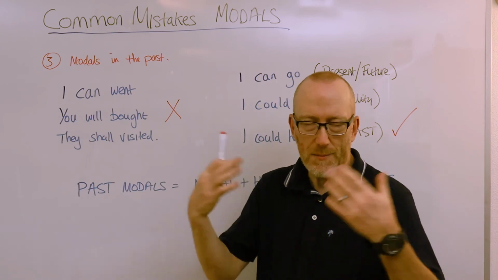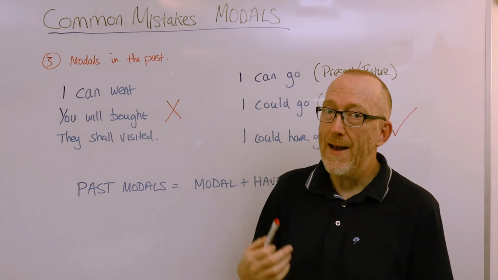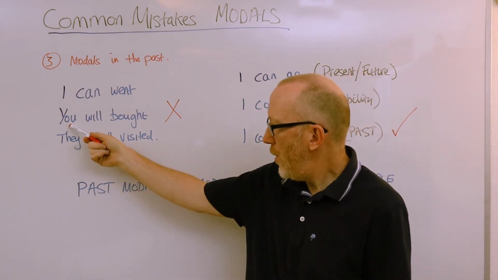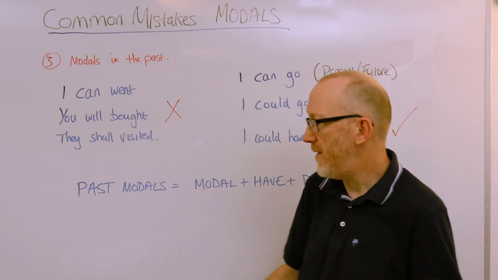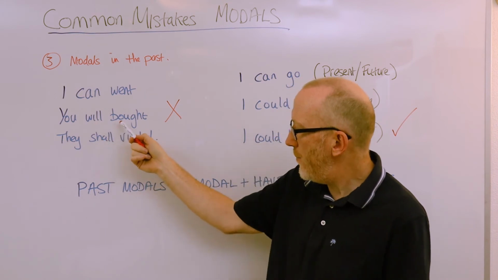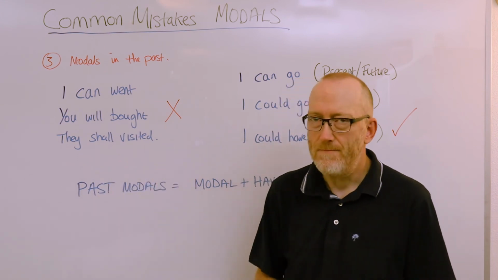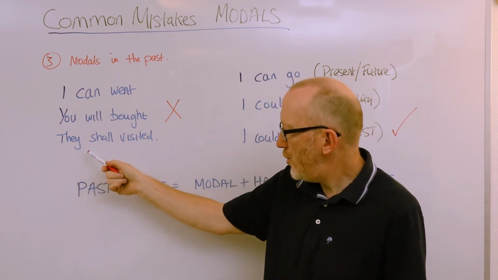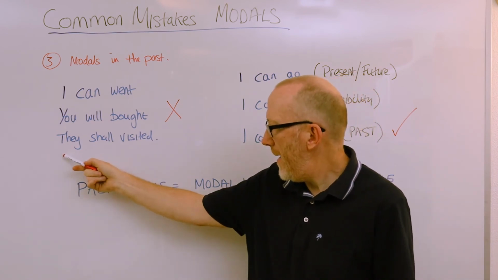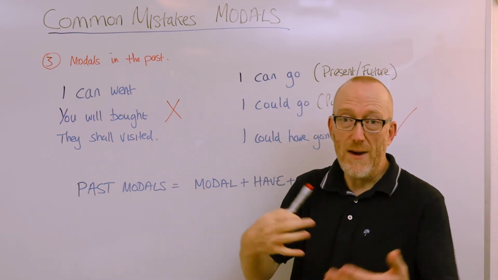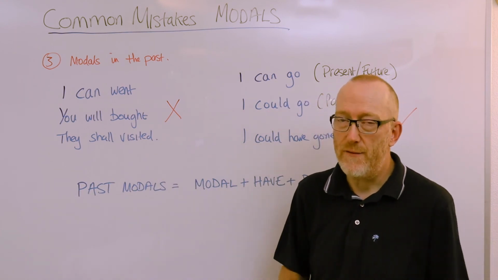You will bought, completely wrong. You will buy would give you the present and the future form. You would buy would be the possibility, or talking about the possibility of doing something. You would have bought would be the past form. They shall visited. Okay, no. They shall visit. Present, simple present and future. They should visit, offering advice and probability. They should have visited is the past of the modal.